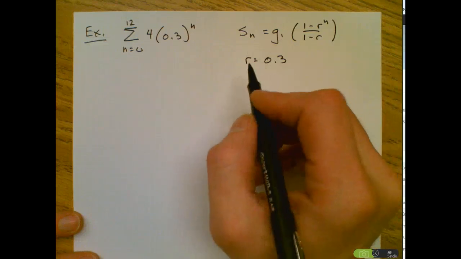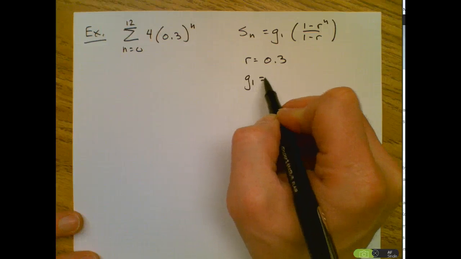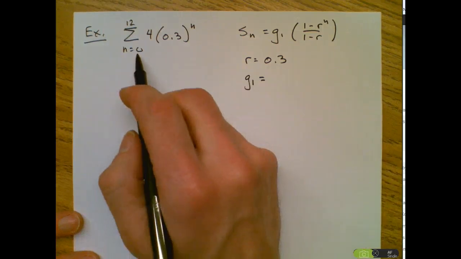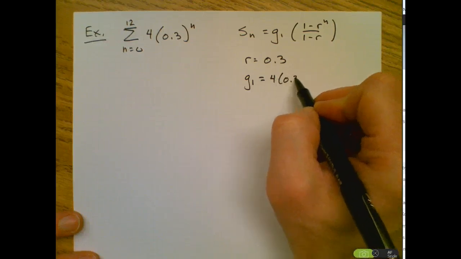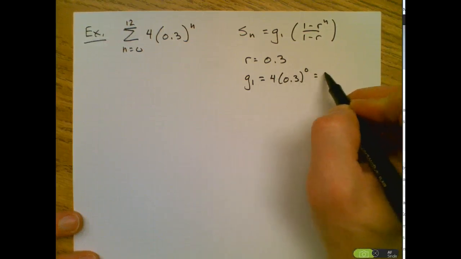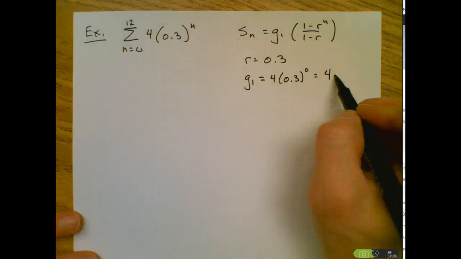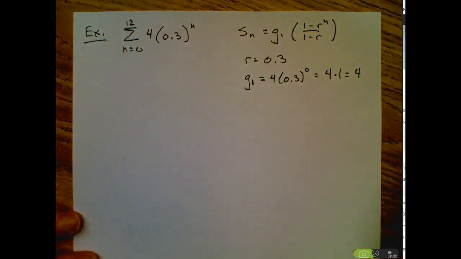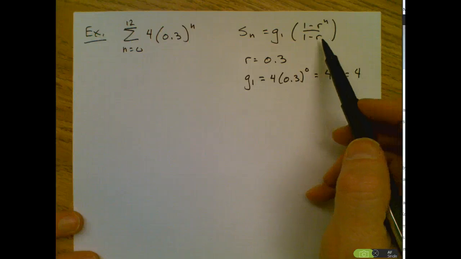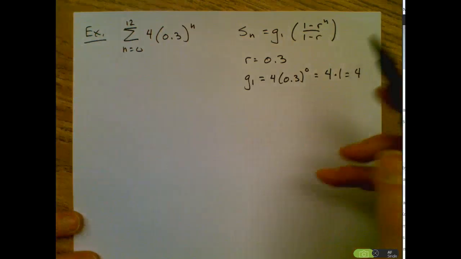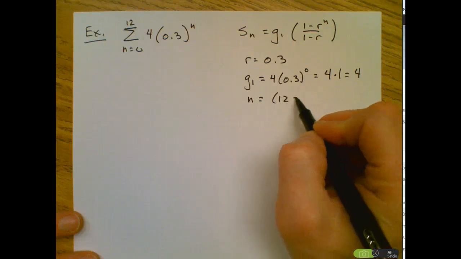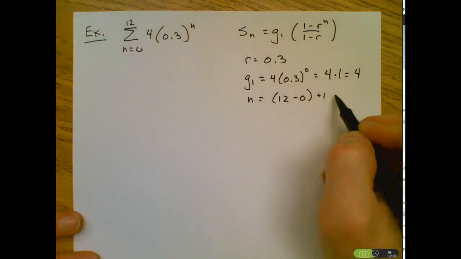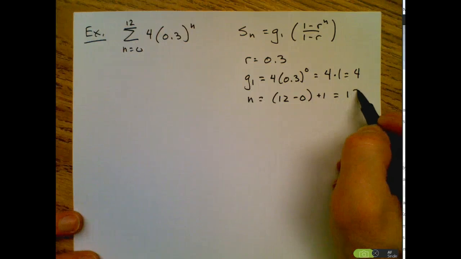And we're going to need the first term, so g sub 1 we get by plugging in the first value of n, so that's 0. So that's 4 times 0.3 raised to the 0, so that's just going to be 4 times 1, which is 4. And we need the number of terms. Same as we did for arithmetic, we're going to do 12 minus 0, add 1 back, so we get 13 terms.